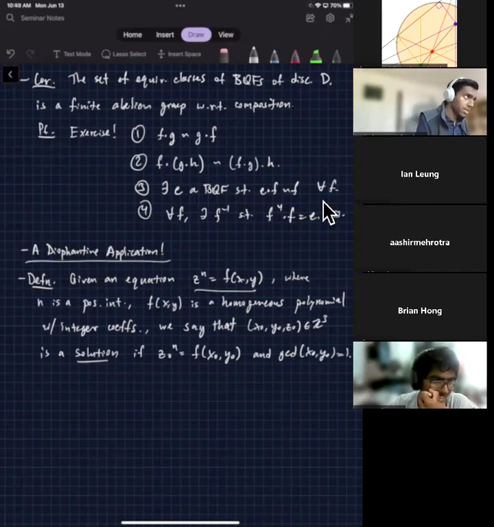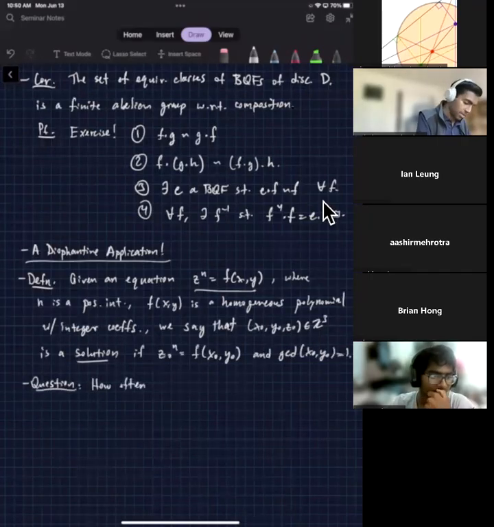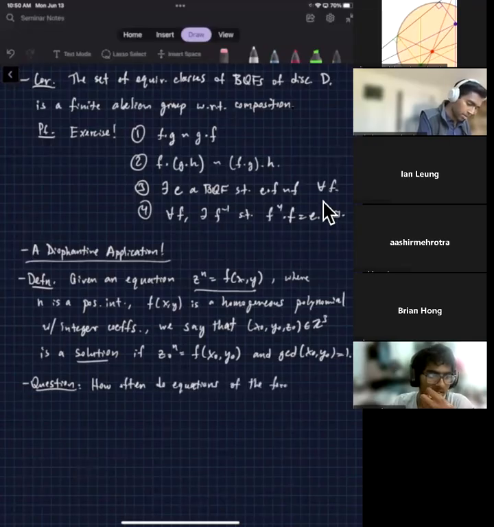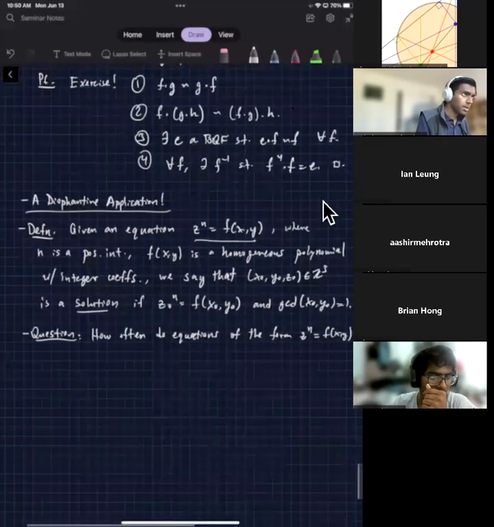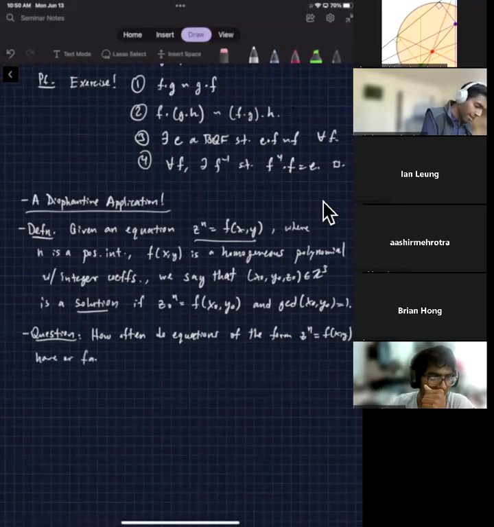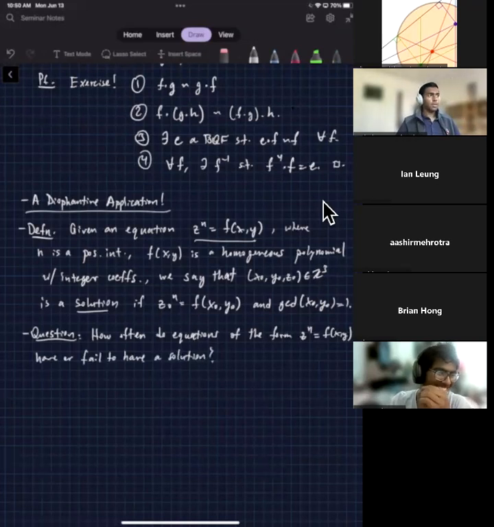So the question that is a key subject of my research is: how often do equations of the form z to the n equals f of x, y have or fail to have a solution? Okay.